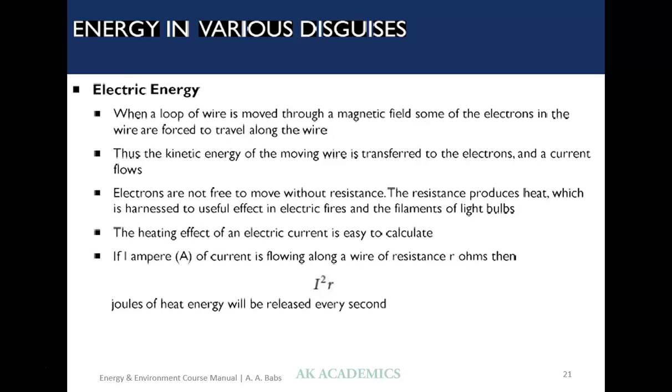The heating effect of an electric current is easy to calculate. For example, if we have a current represented with I amperes and the wire has a resistance of R ohms, then the heating effect is given as I squared R. And that heating effect is called heat energy, measured in joules. That's the amount of heat energy that will be released every second.